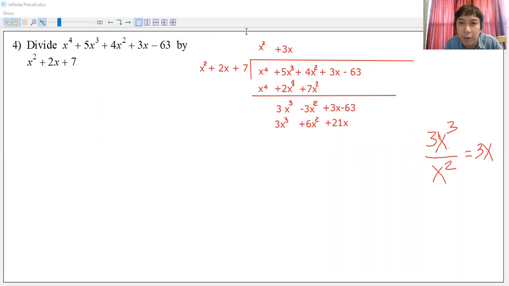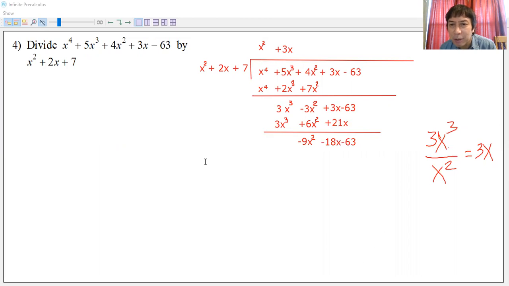Then we're back to subtraction. I'm going to subtract now again. All right, 3x cubed minus 3x cubed. This is a negative 9x squared, the next line. So it's negative 9x squared. And then we have here 3x minus 21x, that's a negative 18x. So that's minus 18x there. Of course, the negative 63 minus 0, it's a negative 63. So that's it. We now have our current line. We're done with the subtraction.